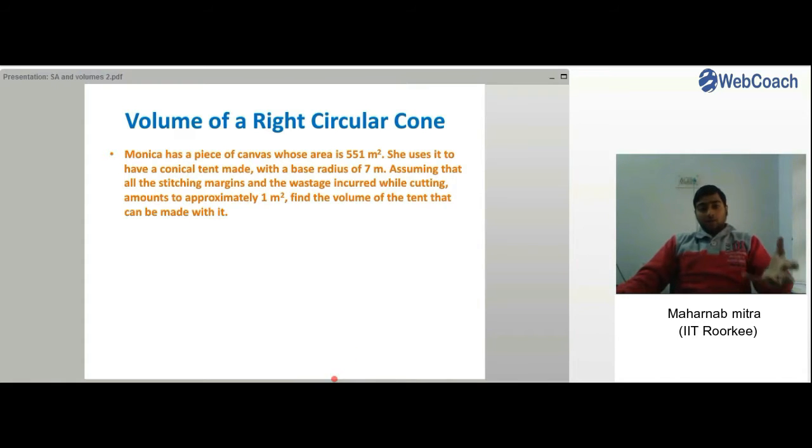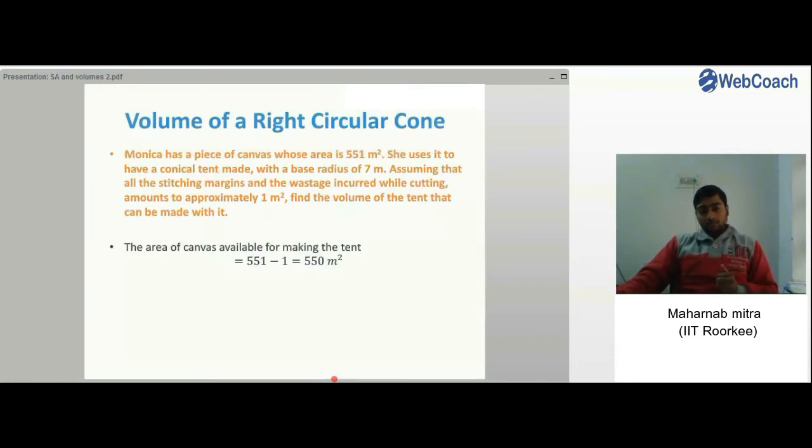So let us first find out the amount of canvas left with us. The area of canvas available for making the tent is 551 meter square, which was there earlier, minus the amount which is wasted, 1 meter square. So we are left with 550 meter square of the canvas, right? We are left with 550 meter square of the canvas.